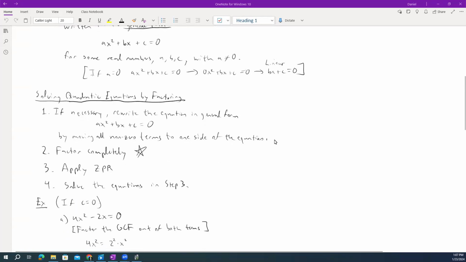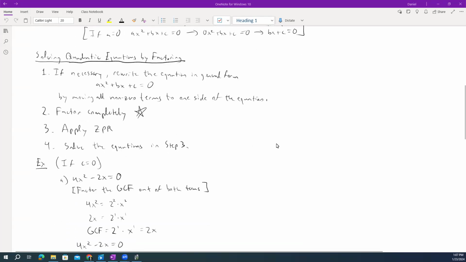Okay? So we're going to talk about solving quadratic equations, right? So here's a general strategy for what we can do. If necessary, we would rewrite the equation in general form. So remember that a quadratic equation can always be put in this form. It might not be given to you in that form, so it might require a little bit of algebra, right? Move everything on the one side of the equation, right? Okay, step 2, factor it completely. That's, of course, where the hardest part of this is. Then, after it's already factored, now you apply the zero product rule, and then you solve the equation in step 3.